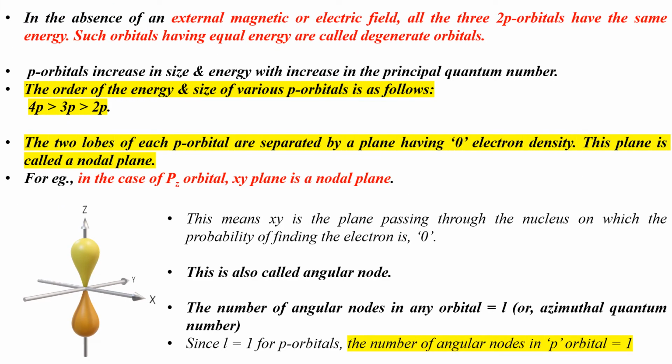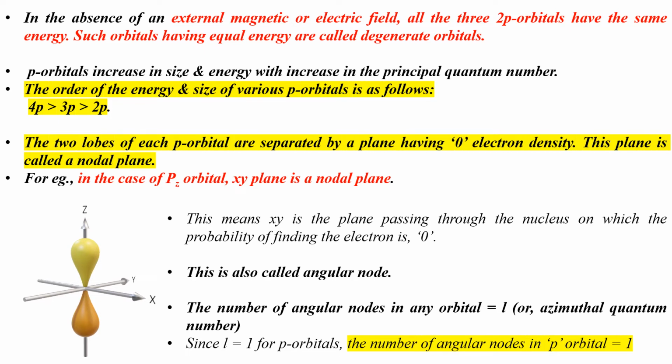In the absence of an external magnetic or electric field, all the 3 2p orbitals have the same energy. Such orbitals having equal energy are called degenerate orbitals. P orbitals increase in size and energy with increase in the value of the principal quantum number.